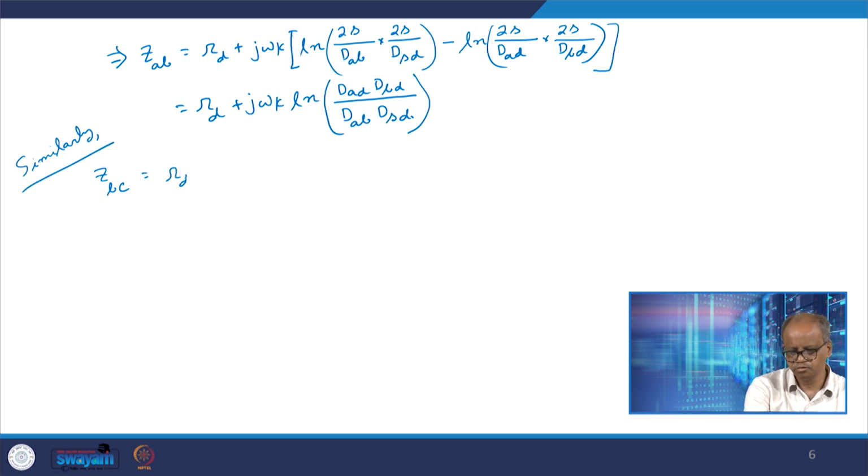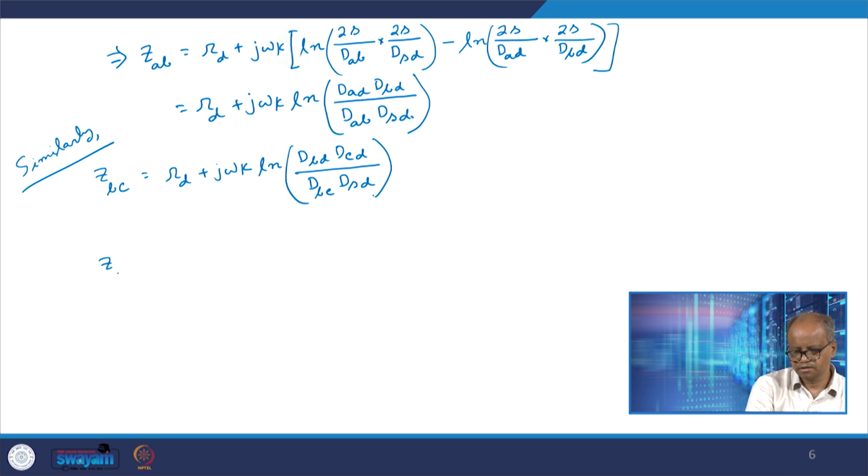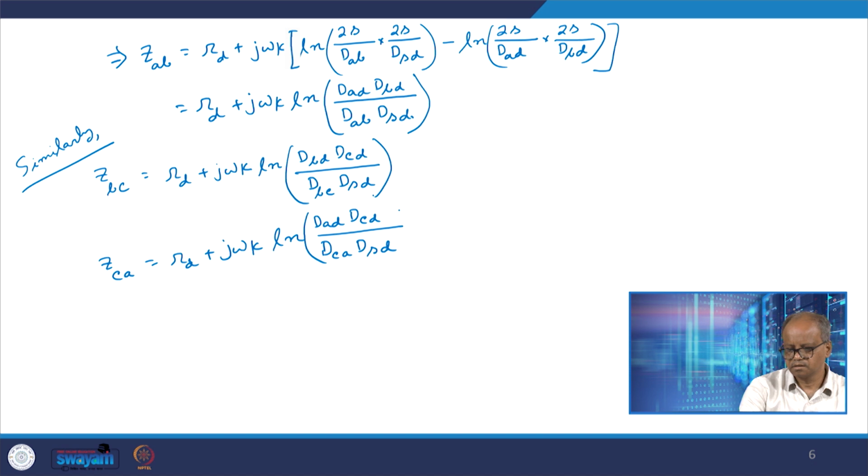would be given by, if I do it, j omega K into log DBD into DCD by DBC into DSD, and ZCA is equal to RD plus j omega K log DAD into DCD by DCA into DSD.